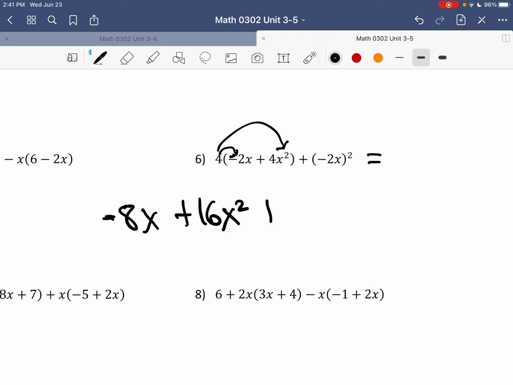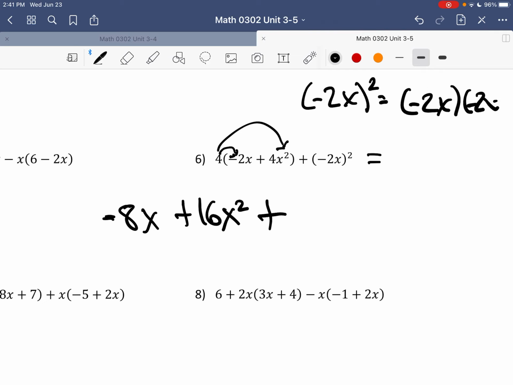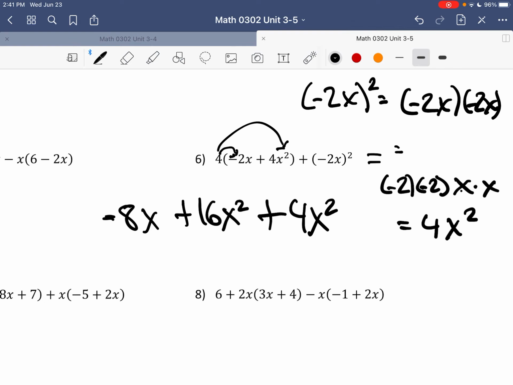And then over here, it's going to be plus, and off to the side, I'm just going to go ahead and do the work for the exponent. Negative 2x times minus 2x. So this will actually turn into negative 2 times negative 2, x times x. Negative 2 times negative 2, that's a positive 4. x times x, that's an x squared. So over here, we'll have the 4x squared.